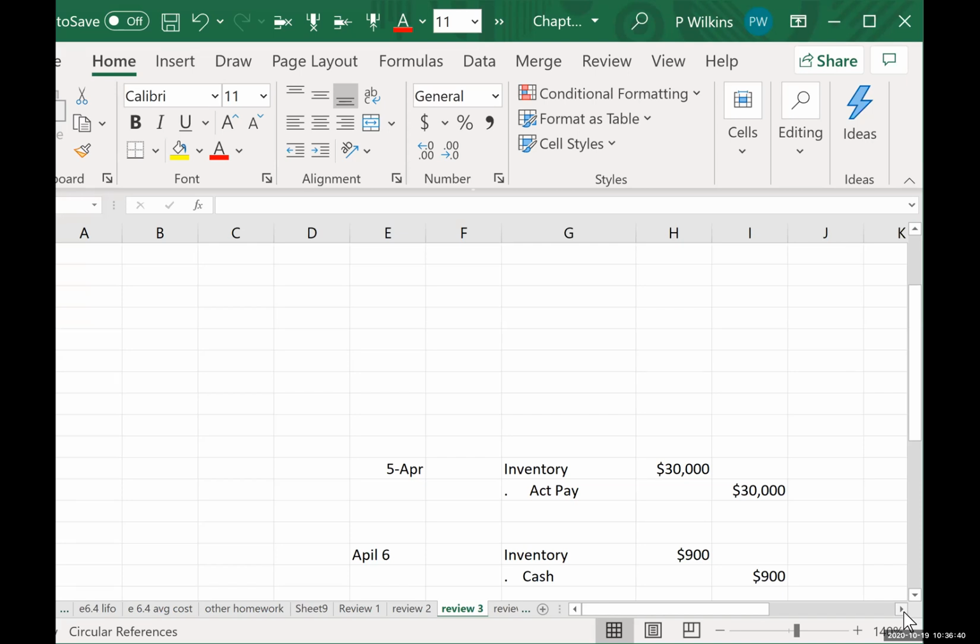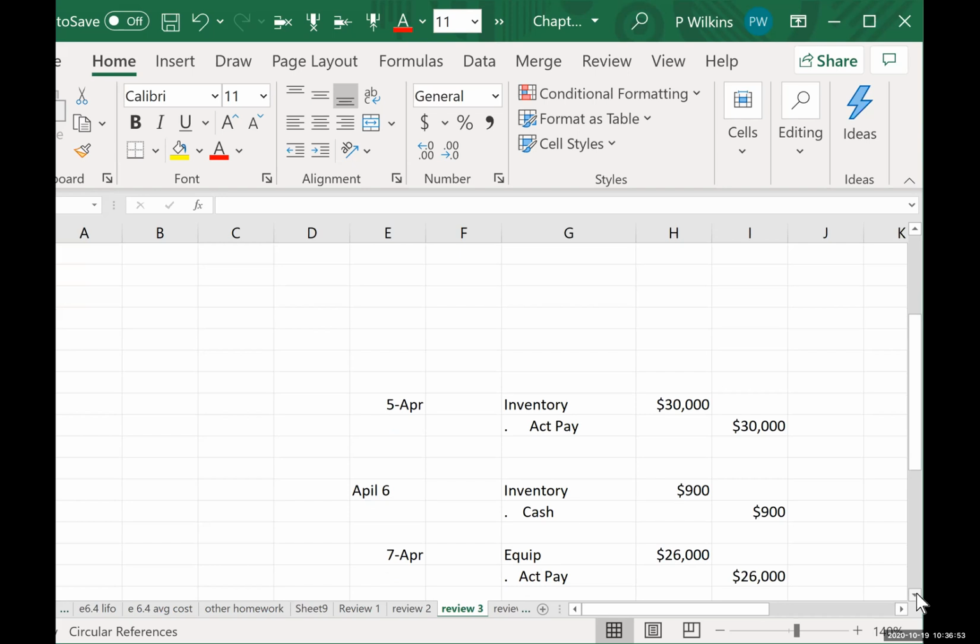Number 3, on April 7th, purchased equipment on account for $26,000. So what did we get? We got equipment. Equipment's an asset. How do we make that go up? We debit it. So April 7th, we're going to debit equipment, $26,000. And it says on account, so that means we're going to credit accounts payable, unless it said it was a note, and then we would credit notes payable. But it doesn't say a note. It just says on account. So we're going to credit accounts payable. That has nothing to do with inventory, because we can buy equipment and supplies and things like that, even though we're a merchandise company.